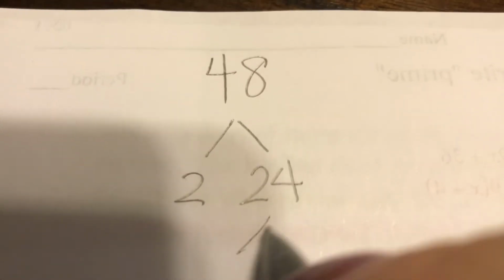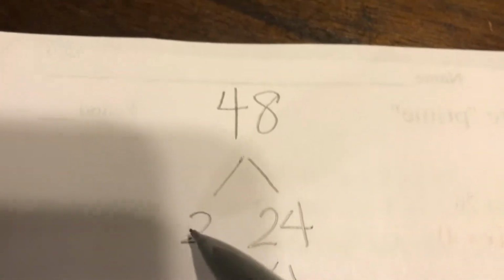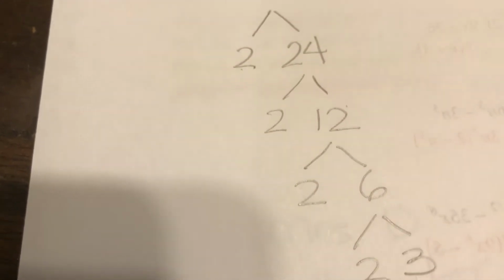You did 2 and 24, and then 2 couldn't break down, but you could break down 24 into 2 and 12. Then you could break 12 down into 2 and 6. Then you could break 6 down into 2 and 3. And so your prime factorization would be 2 to the 4th power times 3. Do y'all remember doing that? Long time ago, back when y'all were babies. 2 to the 4th power times 3.